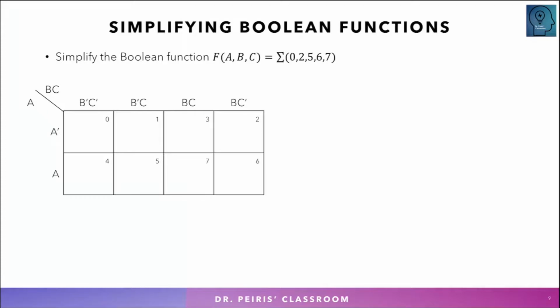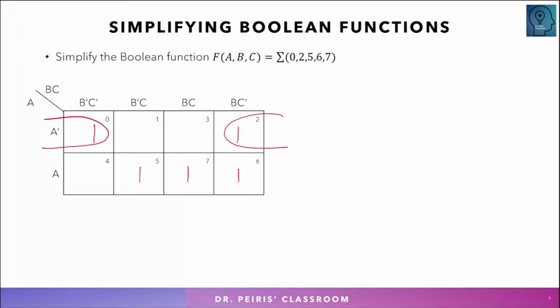Another one, let's simplify this Boolean function: 0, 2, 5, 6, 7. These are the minterms. Now how do we group this one? We can do it in many different ways. Definitely we have to assume that this column and this column are adjacent. We consider the first and the fourth column adjacent, which means this can be grouped with that one.